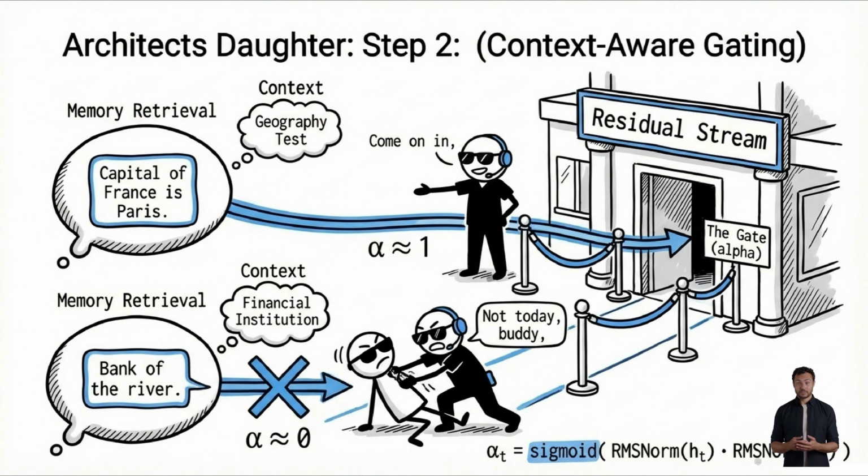But if the context is about a financial institution, and the memory is "Bank of the River," the meanings don't match. In that case, the gate mostly shuts, alpha near 0, so the model blocks that memory from contaminating the response. Mathematically, alpha is computed with a sigmoid over a similarity between the current hidden state and the retrieved key.